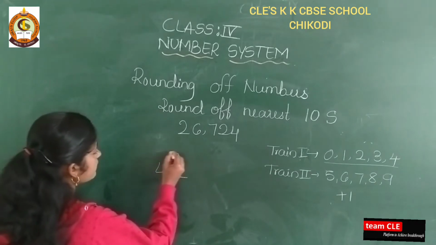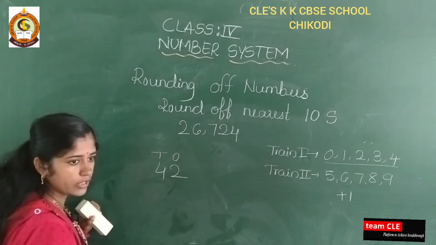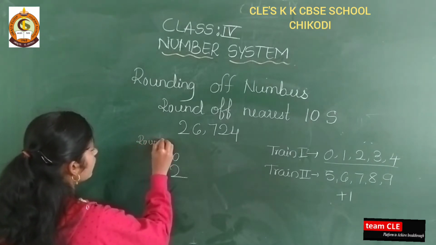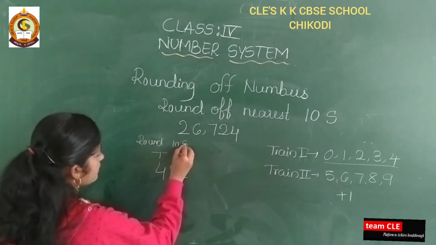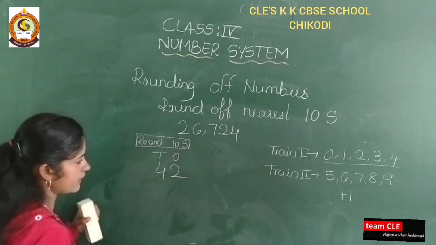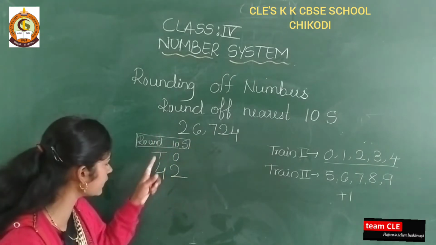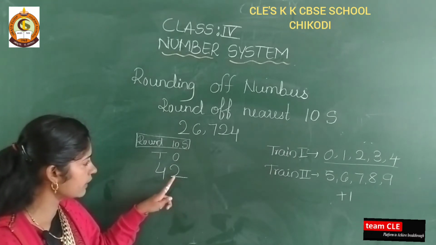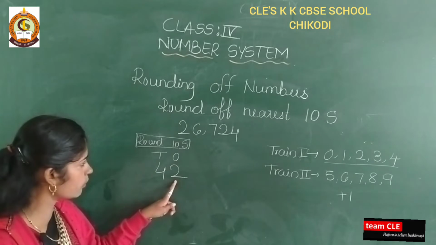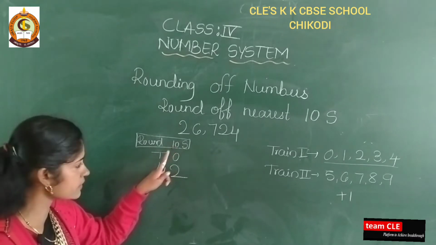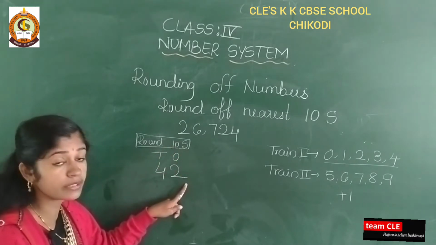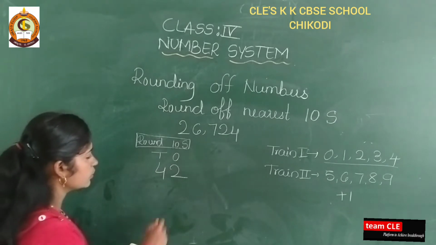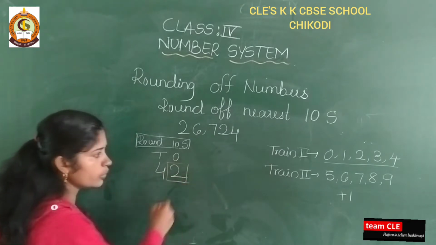Here, see, ones and tens. How many digits are there? 2 digits are there, and you have to round off to the nearest tens. If you are rounding off to the nearest tens, you need to look at the ones place. I hope you are getting my point. See what is there in the ones place? Yes, in the ones place 2 is there.